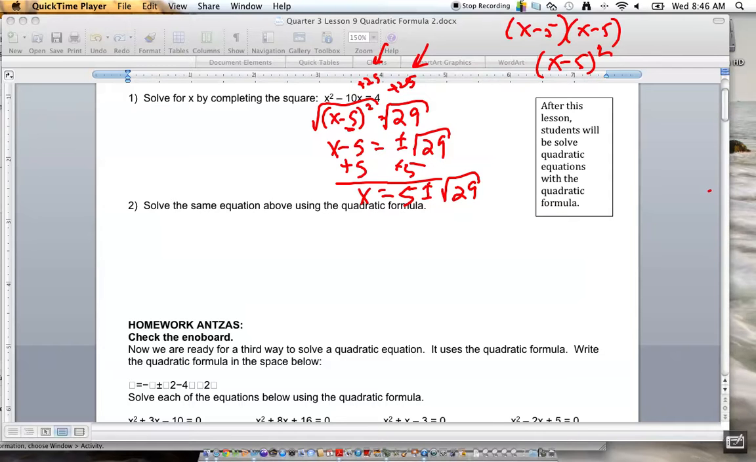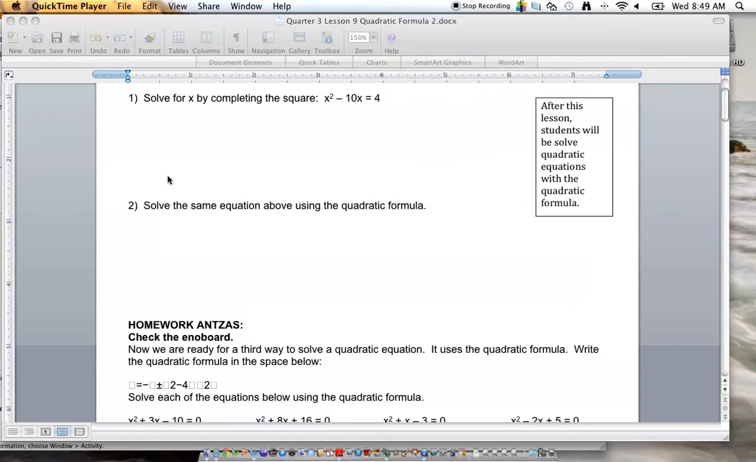Okay? And this also makes sense, by the way, because, Chalice, how many answers to a quadratic equation? 2. One of the answers is 5 plus radical 29. What's the other answer? 5 minus radical 29. So this is a way of expressing both answers. Okay? Very good question. Now, let's go to solving the same using the quadratic formula.